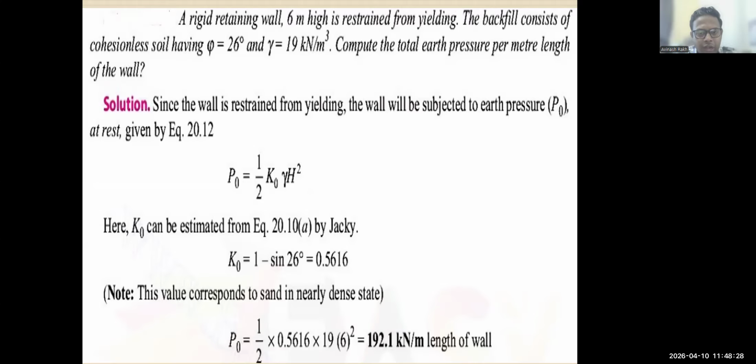Now in the next segment we can see the formulas for the active and passive earth pressure in different conditions by using Rankine's analysis.